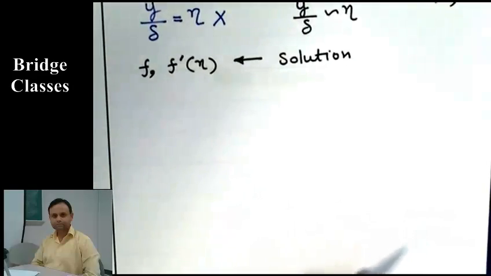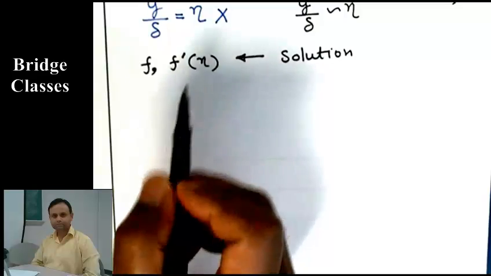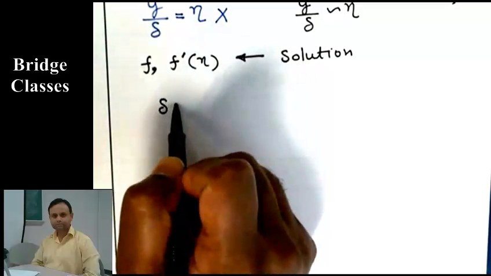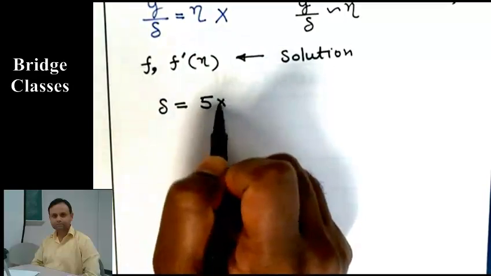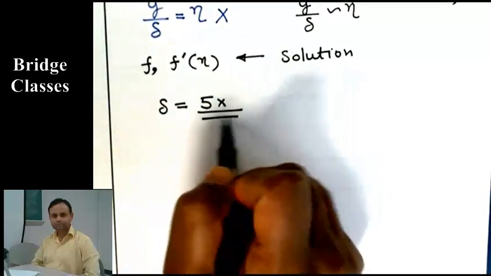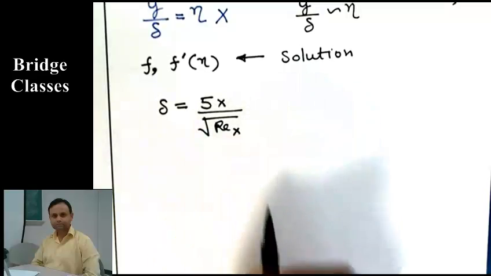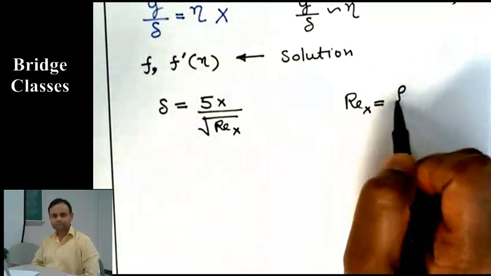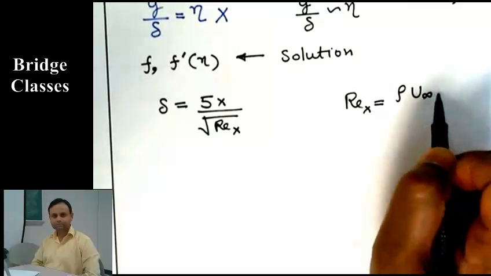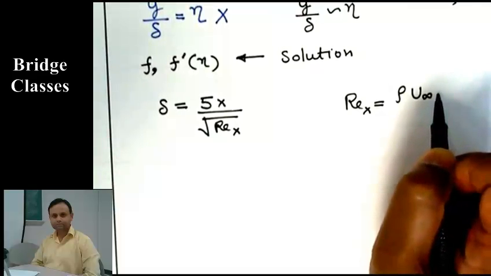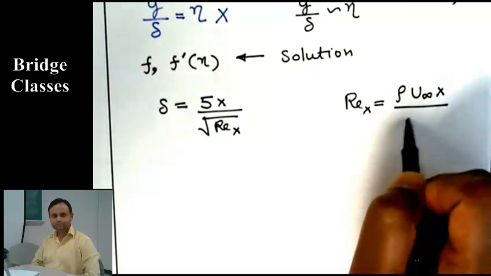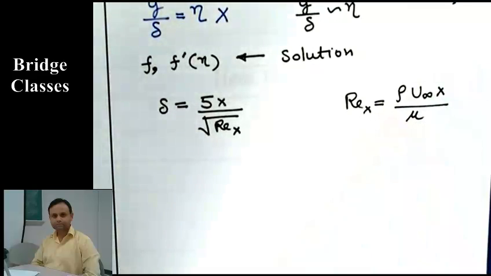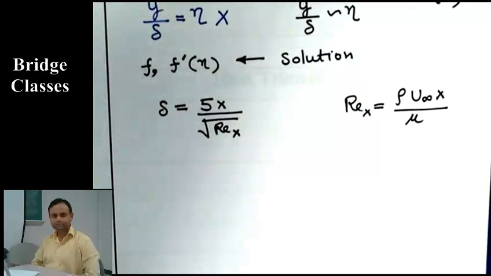Once you have the velocity profile, we can write down the boundary layer thickness. We get that also. You get delta equals 5x over the square root of Reynolds number x, where this Reynolds number x is rho u infinity x over mu. That is Reynolds number based on x.